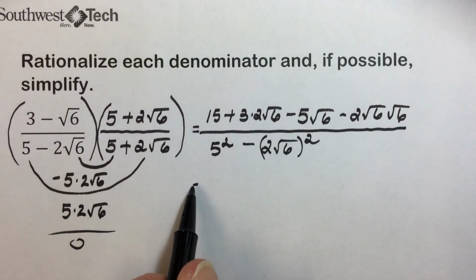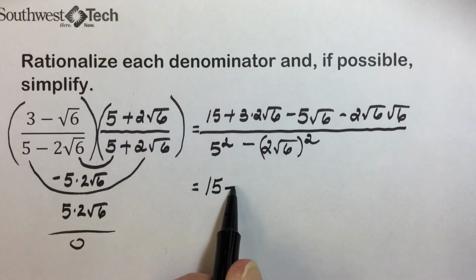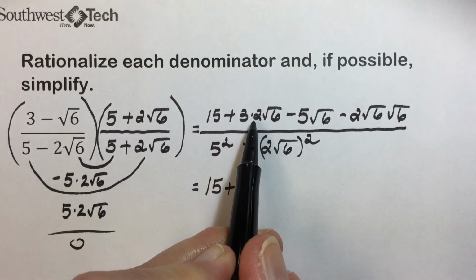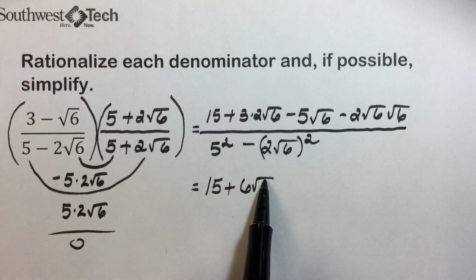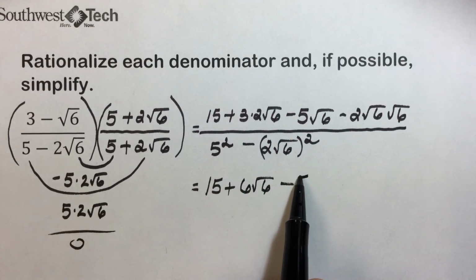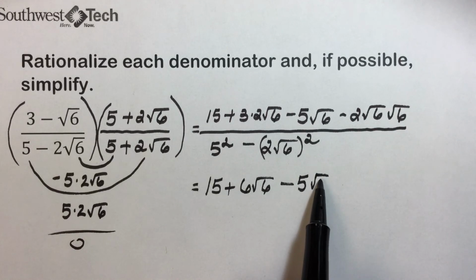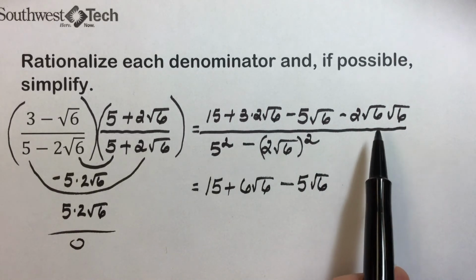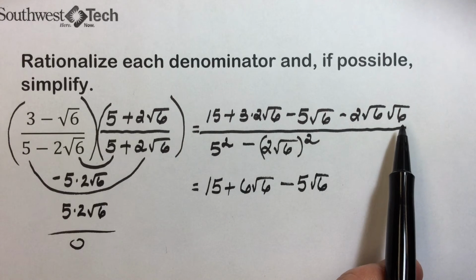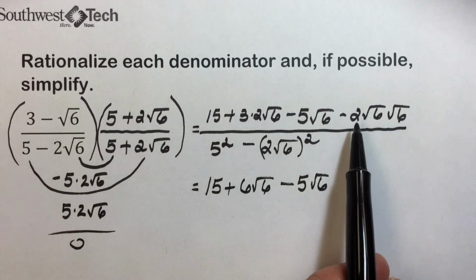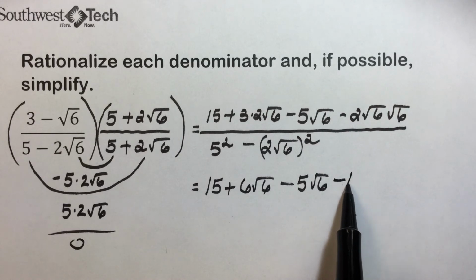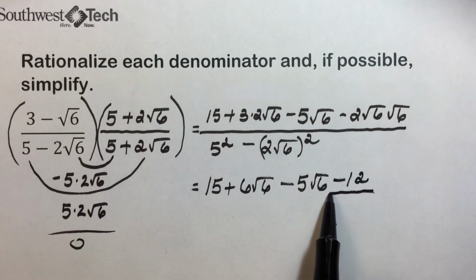Simplifying further then, in the numerator, multiplying the numbers in front of the radical, we end up with a 6 square root of 6. Nothing with our second or third term. And then the last terms, we have square root of 6 times square root of 6, square root of 36, which is 6, times the 2 will leave a 12.